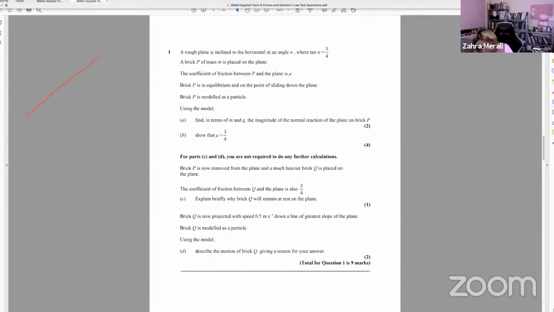So we've got a rough plane. It's inclined at alpha. We know that tan alpha equals 3/4. Tan is opposite over adjacent. So sine alpha is 3/5 and cos alpha is 4/5. Okay. A brick of mass P is placed on the plane. Okay, so here's my brick. And that's going to have a weight going down of mg.